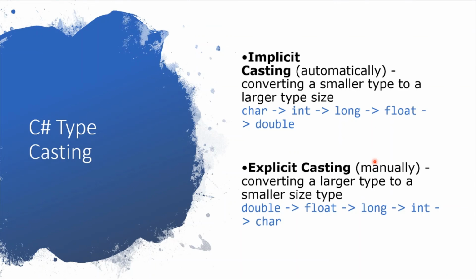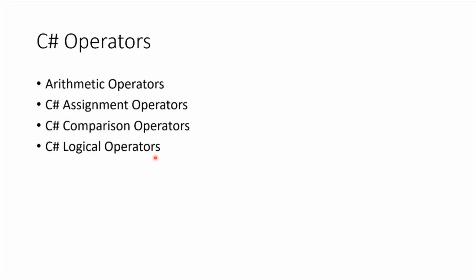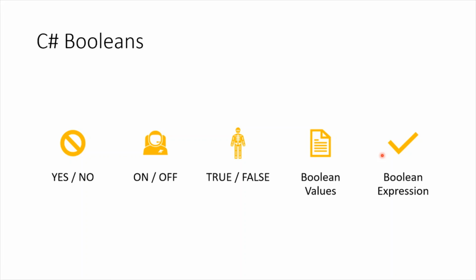Then you have user input. In the console application, we can just read a line and wait for the user's input. Operators, very interesting. We talked about arithmetic operators, C# assignment operators, comparison operators, logical operators, and I want you to remember each of them. String operations: string concatenation with the plus sign, string interpolation with the dollar sign. I hope you remember. And then you have booleans with yes, no, on, off, true, false.